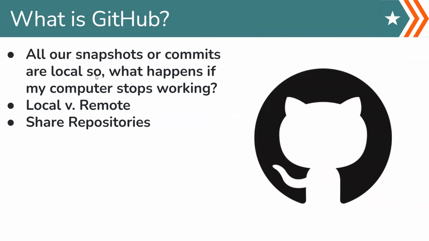So all our snapshots or commits are local. So what happens if my computer stops working? Local versus remote. As I mentioned to you, on Git, your local Git repository, as you progress through your project, it takes a snapshot.